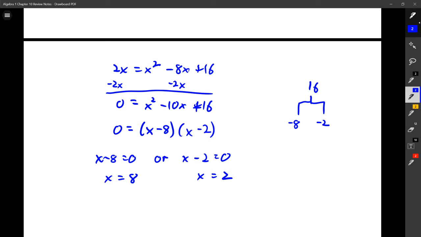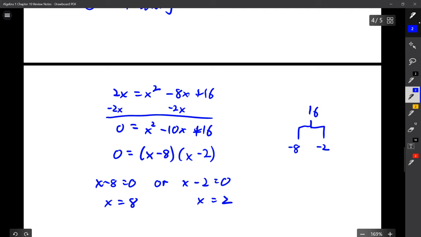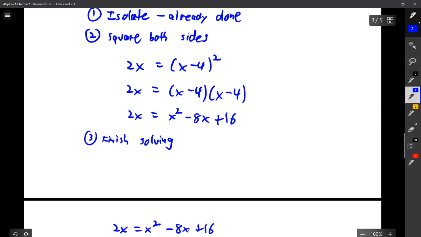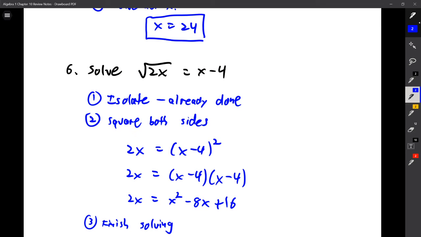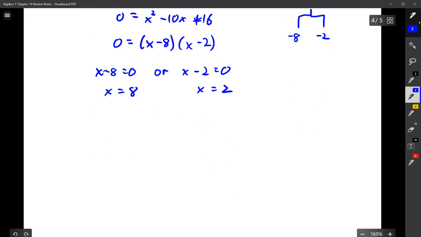Now, I had an x squared going on, so here's where I will oftentimes have an extraneous solution. So I have to check my answers with the original formula: square root of 2x equals x minus 4. So here's our check. I'm going to check first with x equals 8. So I have square root of 2 times 8 equals 8 minus 4. So this is square root of 16 equals 4.